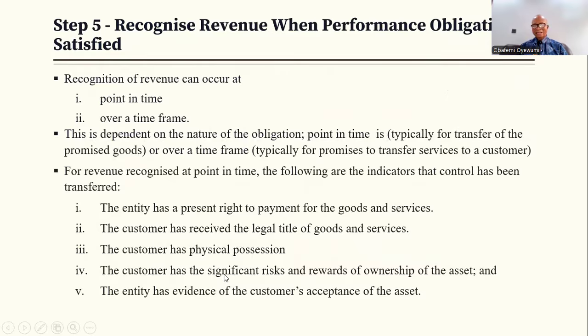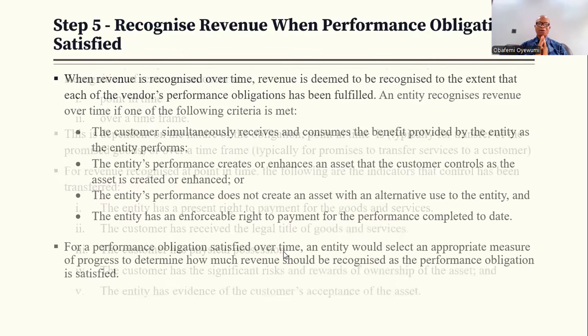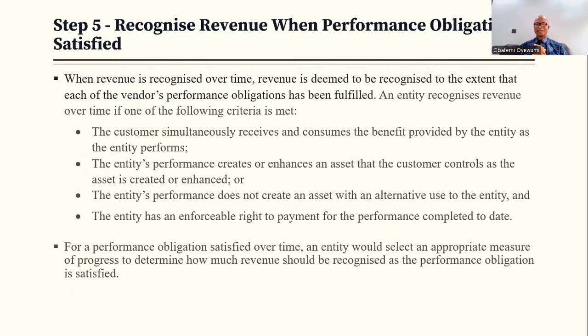The customer has the significant risks and rewards related to the ownership of the asset, and the customer has evidence for the customer's acceptance. Okay, the last part of it is based on recognition of revenue over time. When revenue is recognized over time, it means that revenue is deemed to be recognized to the extent that each of the vendor's performance obligation has been fulfilled.